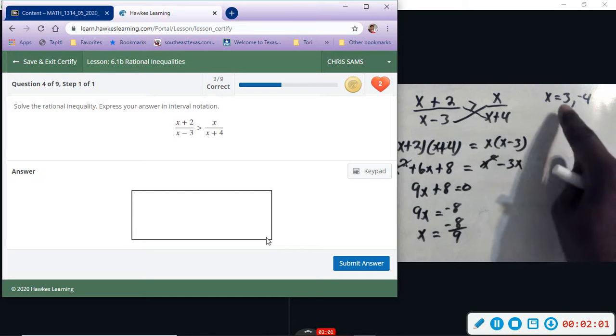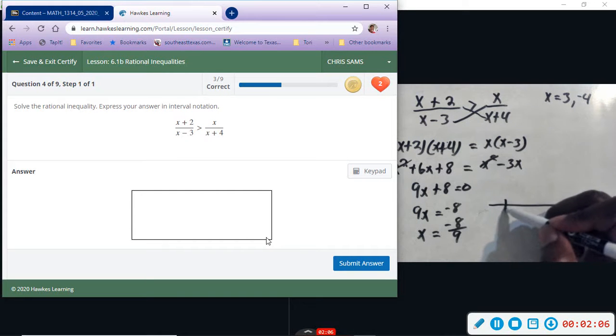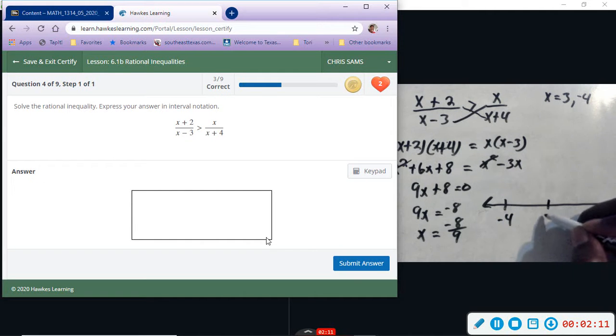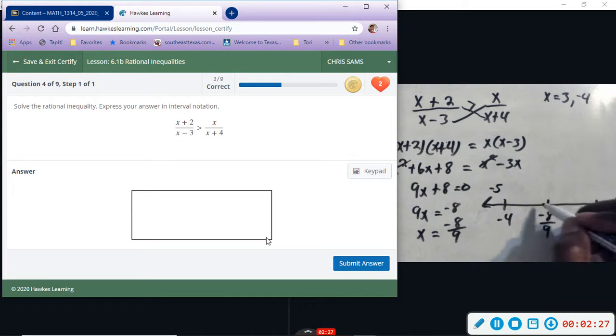So we have, let's write them on the number line. Negative 4 will be the furthest over. And then negative 8 over 9. And then we have positive 3. So we need to pick numbers in each section. So let's say negative 5 over here. Between these guys, let's just say negative 3. Between these, we can say 0 from negative to positive, and then we'll say positive 4. So we're going to test these 4 numbers.